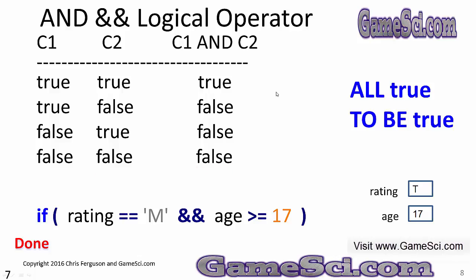AND simply means what the English language word AND means. AND means both have to be true. If you want to go to college at Stanford University, one of the best computer science schools in the country, you have to have good grades and high SAT scores. And the only way you're going to get in is if both those things are true. So AND means exactly what the English language word AND means. You've got to have both inputs be true for the result to be true. All true to be true.